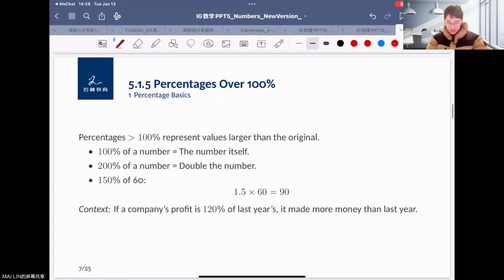Some problems involve percentages over 100%. We know that 100% means we are very sure an event will happen. If we describe 100% of a number, that means the number itself. Less than 100% is smaller than the number, and more than 100% is larger than the number. That's very important. For example, 150% of 60: multiply 150% by 60, and the answer is 90.